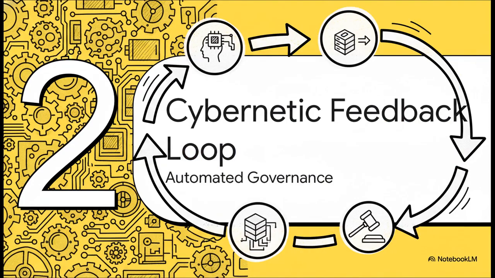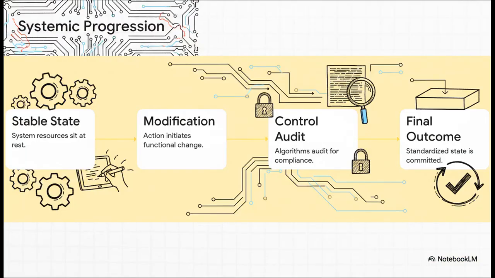Section 2. The cybernetic feedback loop. So how do these massive institutions actually process our human data? Think of this 4-step systemic cycle progression exactly like a computer processing a command. Step 1, the system is just sitting there in a resting, stable state. Step 2, a functional modification occurs, say you file a piece of paperwork or take an action.